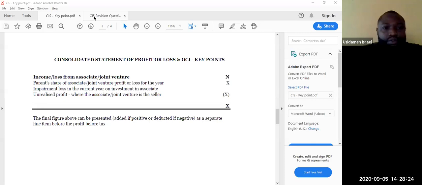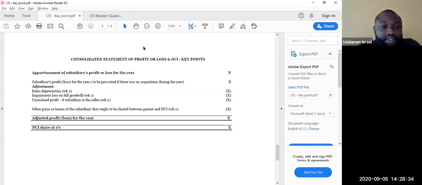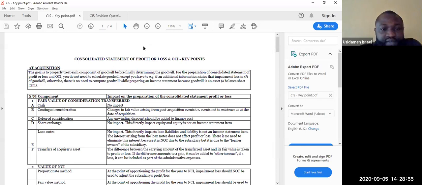And at the end of the day, all said and done, the last thing we need to do is to apportion the profit or loss for the year to NCI based on NCI's percentage. So these are like an overview, the ways you can break down any group accounting question. For us today, we'll first look at the recap of how each aspect will affect the preparation of the consolidated statement of profit or loss and OCI.